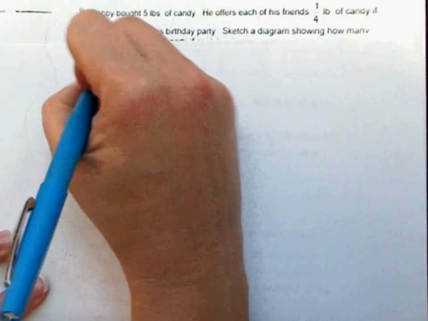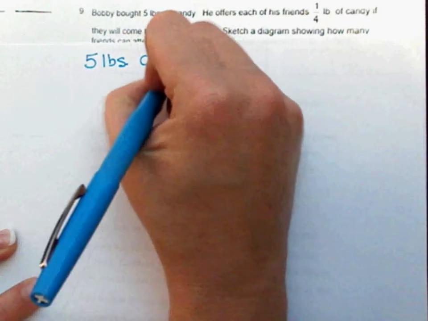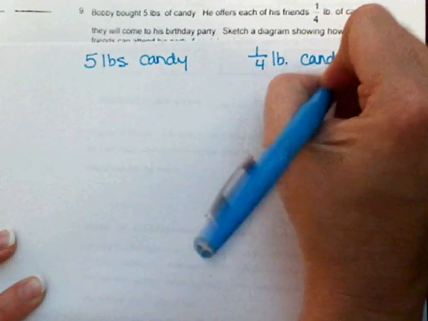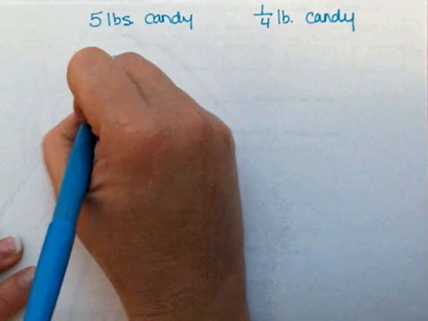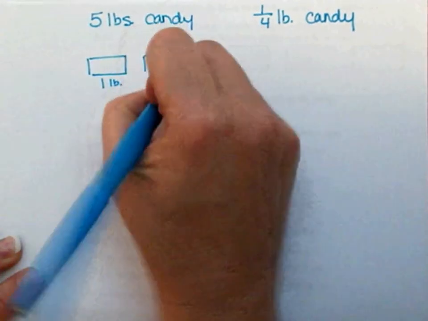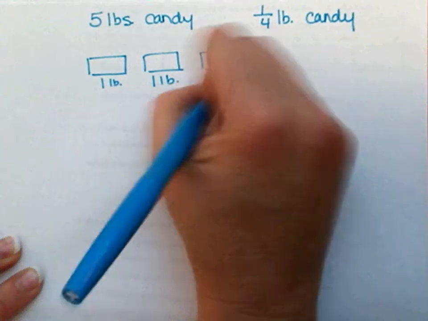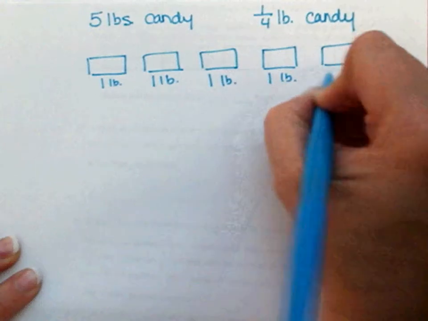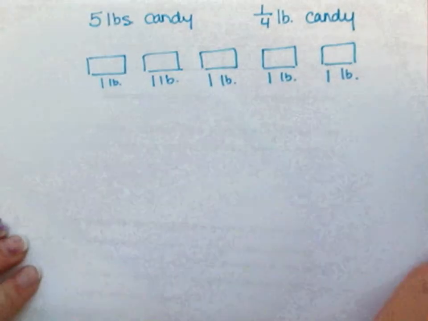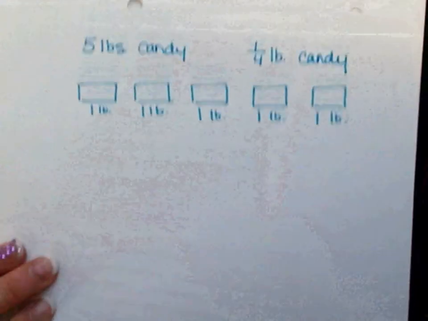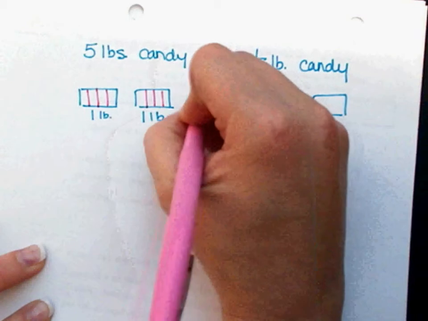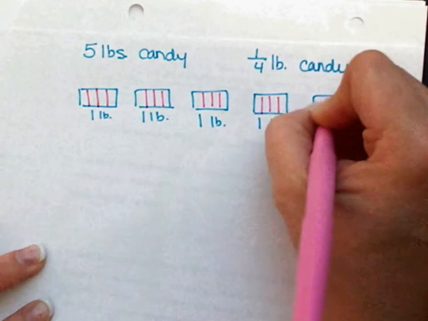So they give us 5 pounds of candy, and he's going to give each of his friends a fourth pound of candy. So they give us 1, 2, 3, 4, 5. So each one of these pictures represents 1 pound of candy. So if I'm going to divide them up into fourths, I need 4 pieces in each.